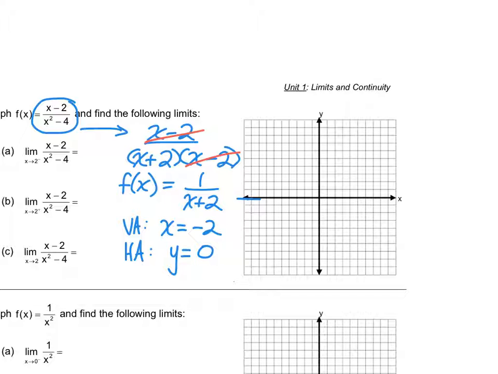So I'm going to put dashed line segments for my asymptotes. Anything out of context, I would really like to know what was going on over there.